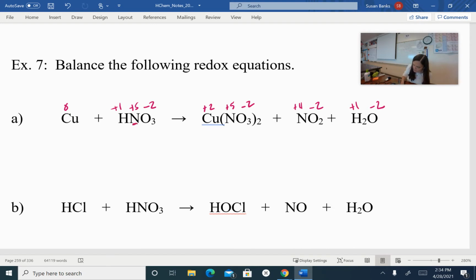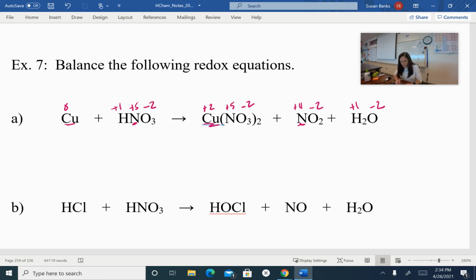Notice we have nitrogen going from a 5 to a 4, but not all of it did. So this one's going to be kind of tricky, okay? And we have copper going from a 0 to a 2, okay? So those are the ones that we are going to focus on. Now, step 3, are they balanced?